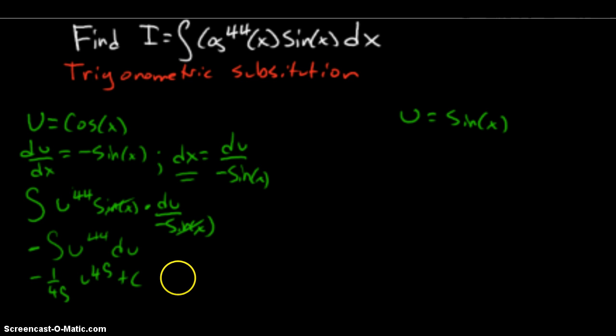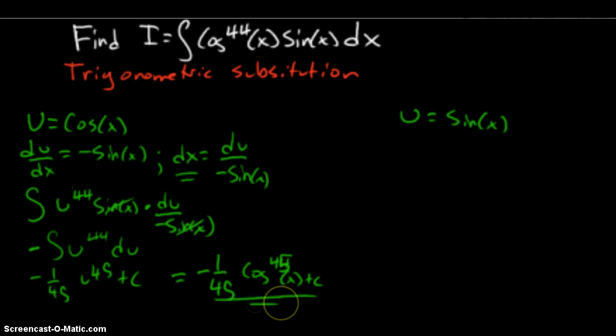And subbing it back in, we get minus 1 over 45, our u is cosine to the 44x, all to the 45, plus a constant. Okay, so that way seemed pretty straightforward, and we got a nice answer. Now let's try using sine.